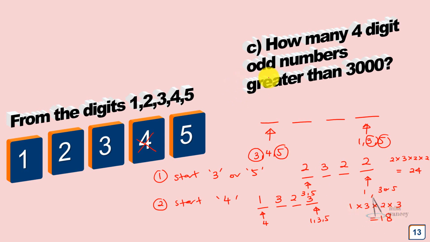So that means the total number is 24 plus 18, which is simply equal to 42 ways.